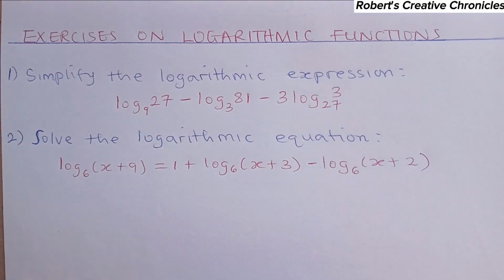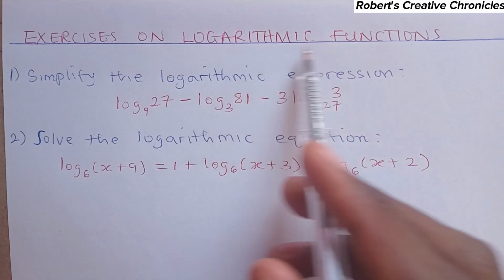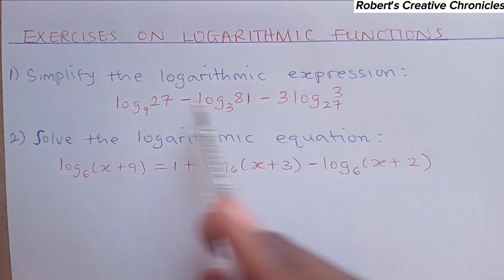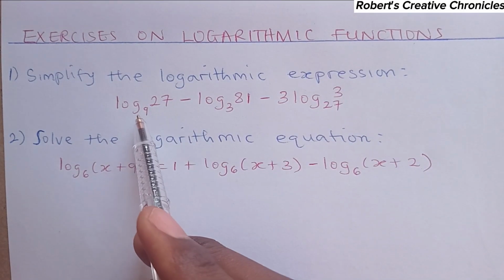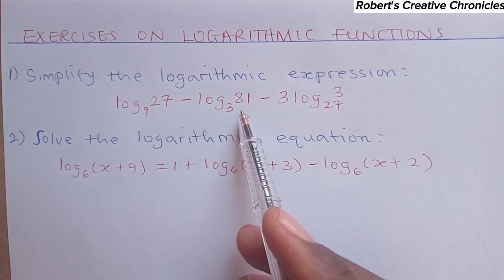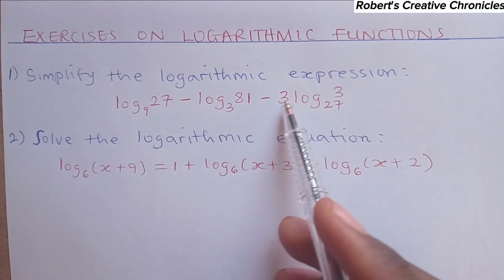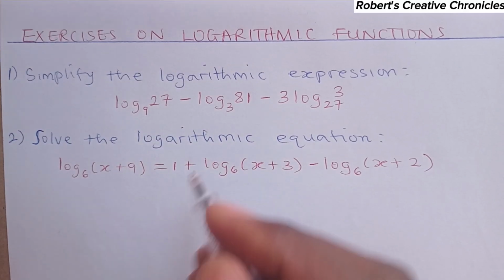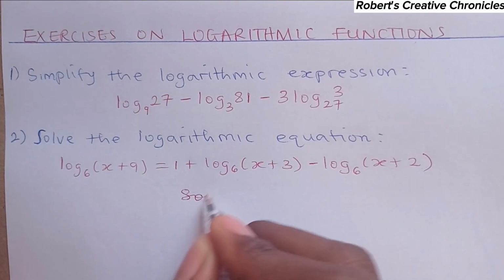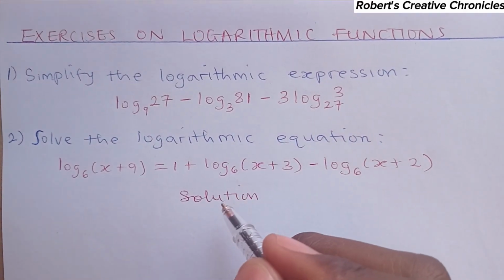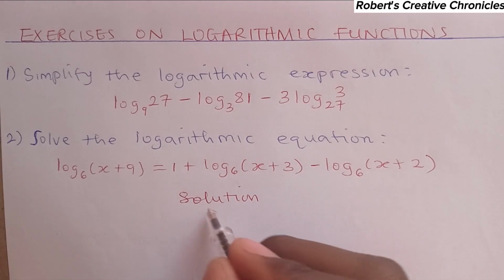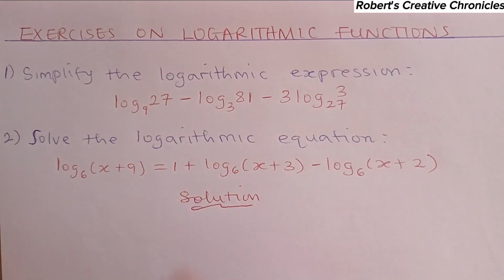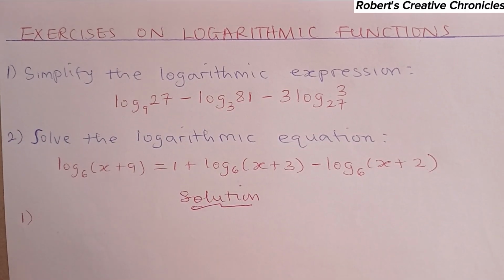So today, we'll be solving these exercises on logarithmic functions. The first one states: simplify the logarithmic expression log 27 base 9 minus log 81 base 3 minus 3 log 3 base 27. So, solution. We'll start from the first one. Number 1.